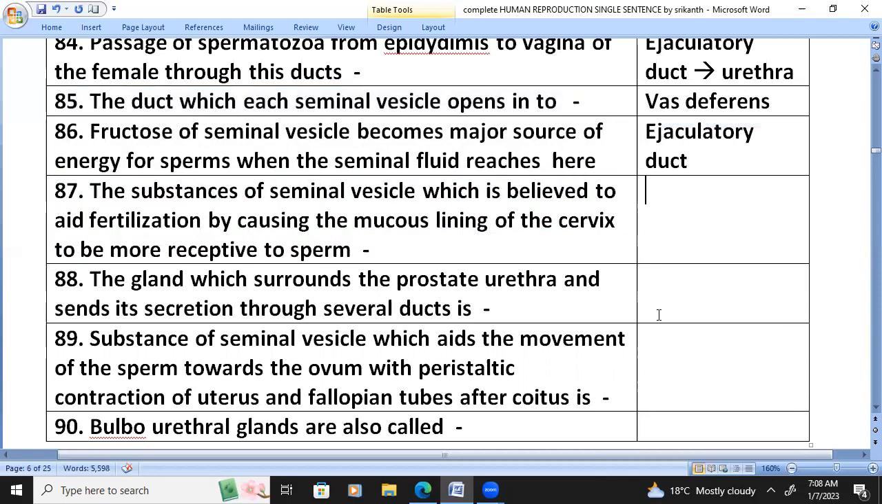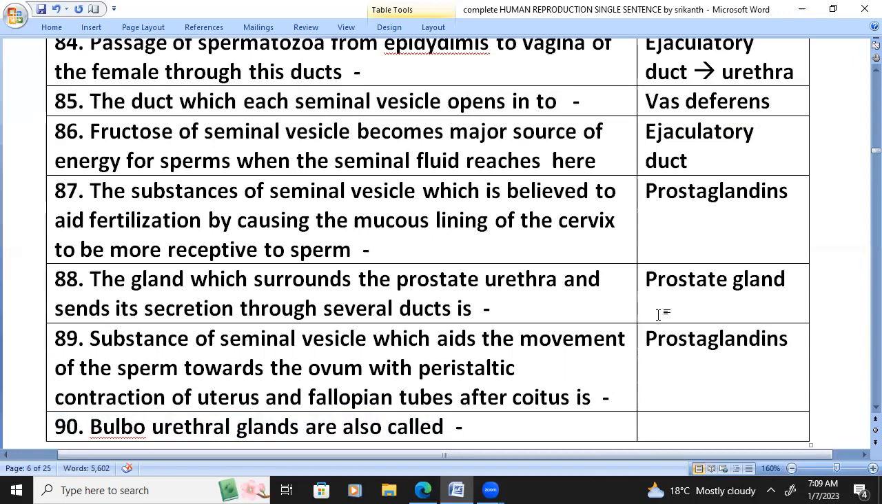The substance of seminal vesicle which is believed to aid fertilization by causing the mucous lining of the cervix to be more receptive to sperm is prostaglandins. The gland which surrounds the prostatic urethra and sends its secretion through several ducts is prostate gland. Substance of seminal vesicle which aids the movement of the sperm towards the ovum with peristaltic contraction of the uterus and fallopian tube after coitus is prostaglandins.